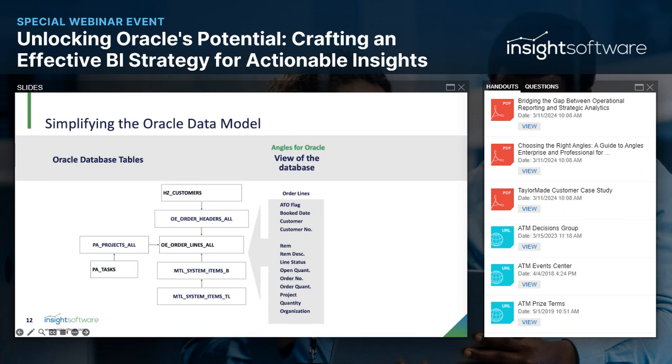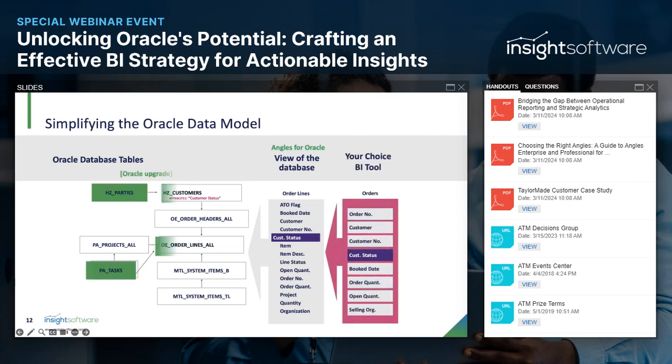In this example, we see the Oracle EBS database. This is going to be E-Business Suite. Angles Enterprise supports integration with Oracle EBS through either Direct Connect or replication. And the context-aware data model creates views of data within the ERP, combining and joining, in some cases, multiple Oracle database tables to create a custom view that can be deployed to your BI tool of choice. And that's what we see on the screen.